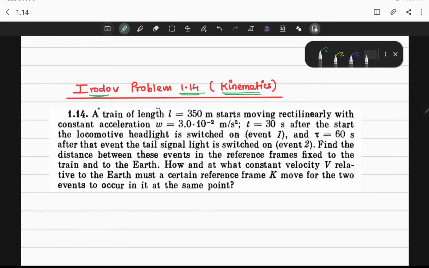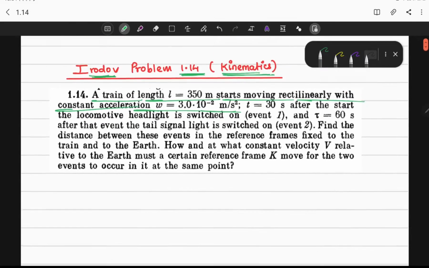Hello everyone, in this video we are going to solve problem number 1.14 from Irodov, which is related to kinematics. Let us first read out the problem and then we will solve it step by step. A train of length L equal to 350 meter starts moving rectilinearly with constant acceleration W equal to 3 into 10 to the power minus 2 meter per second square.